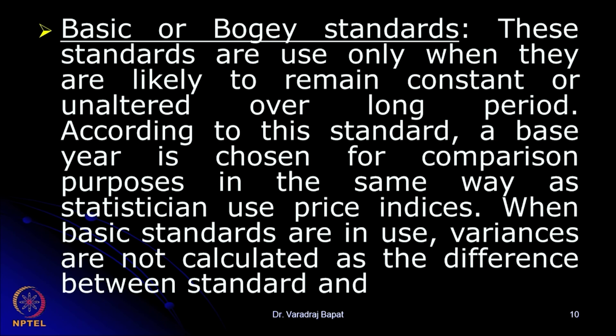So whatever is achieved in the base year, if the base year is normal, a suitable base year is chosen, and whatever is achieved in the base year is considered as a standard. That is why it is called basic standards. Now the variance is calculated as a percentage of the basic cost.